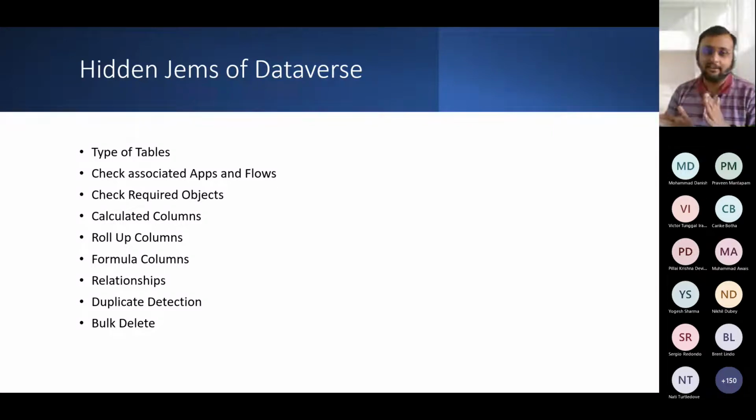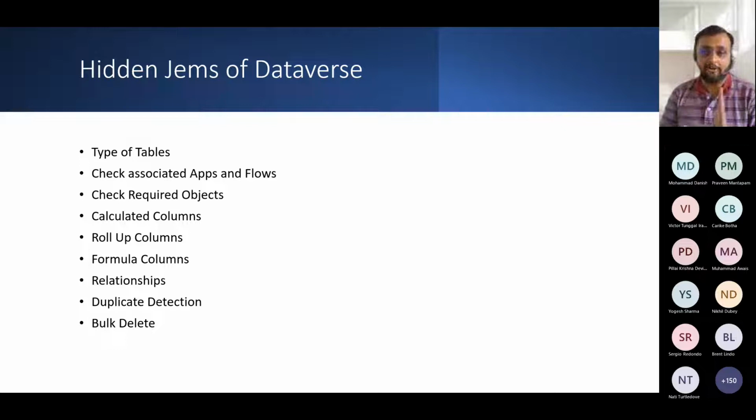Also, we will check some tips and tricks related to Dataverse. Sometimes we have a need where, let's say I created this Dataverse table, but how many apps and flows are available for those Dataverse tables with the consumption of that thing, and how many objects are required in order to consume that specific table when we add it to the solution. So I'm going to cover those tricks in this session. After that, we will be talking about three most important columns of Dataverse, which are calculated, rollup, and formula columns, which is recently being introduced.